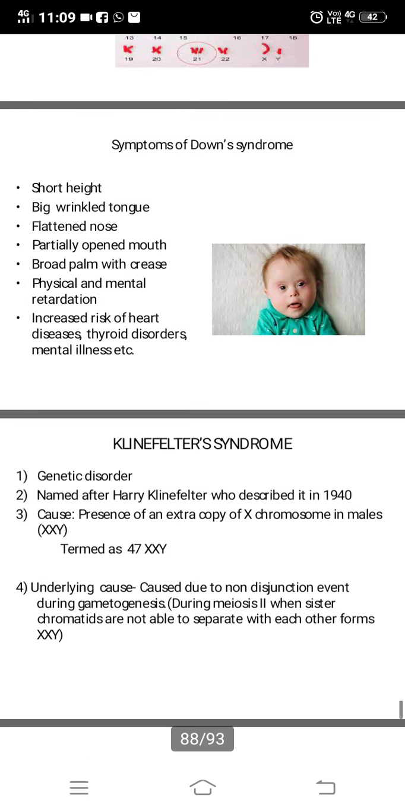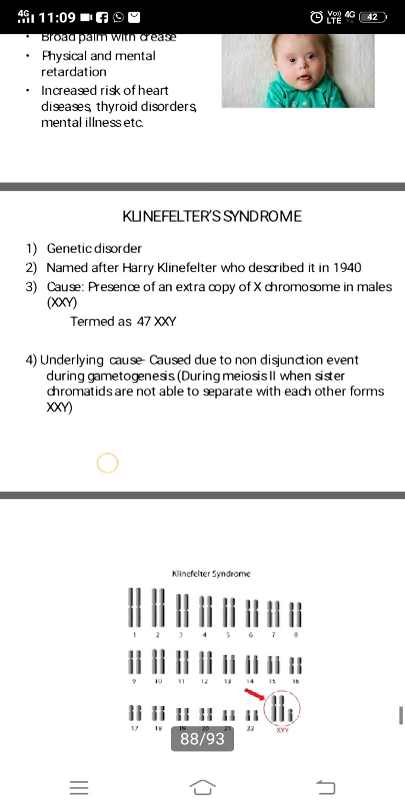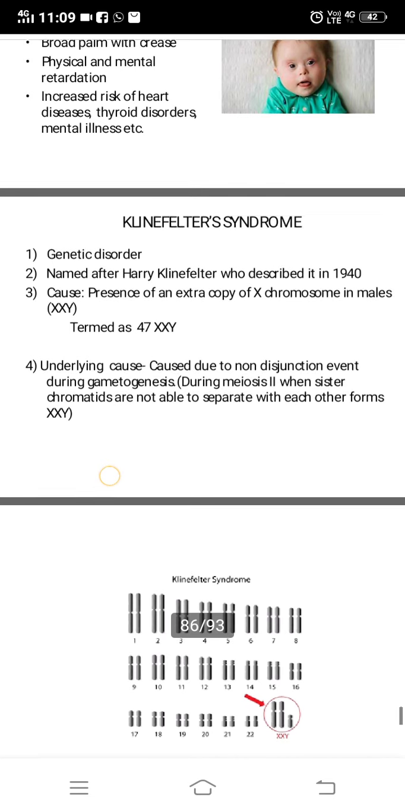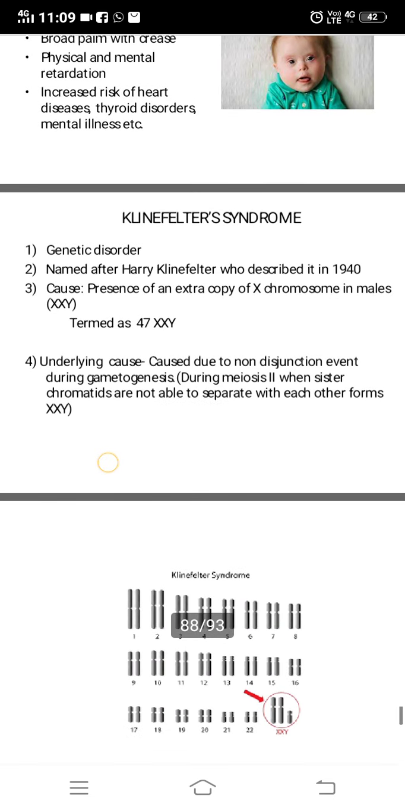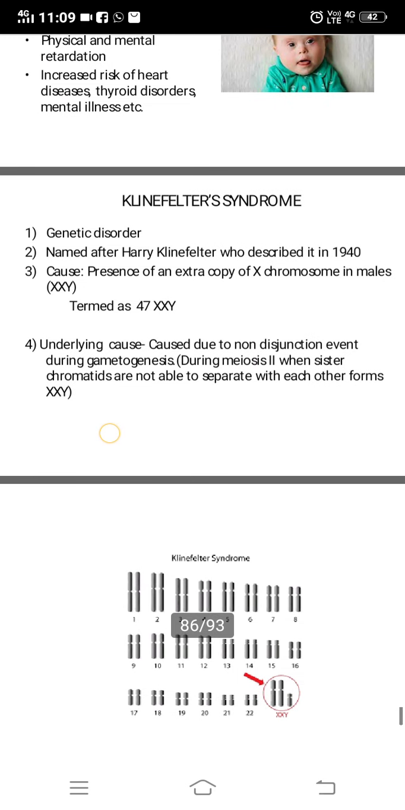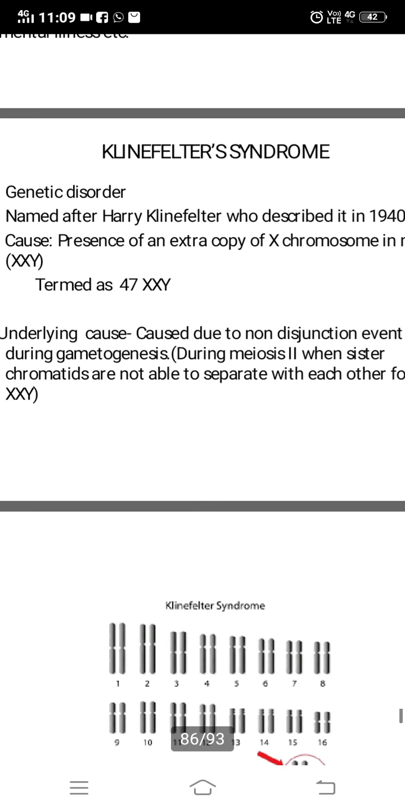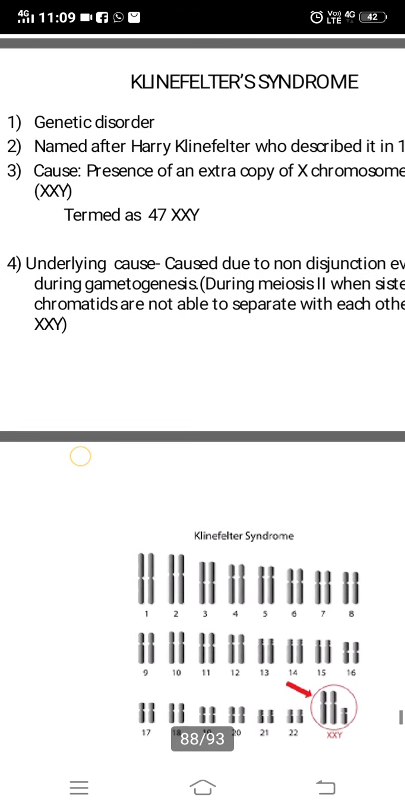Coming to the next disorder, that is Klinefelter syndrome. It is again a genetic disorder. It is named after Harry Klinefelter, who described it in 1940. What is the cause of this? Presence of an extra copy of the X chromosome in males. Males should have XY, but here you can see there is an extra copy. So that is why 47 is written. 46 is the normal; an extra copy of the chromosome means 47.